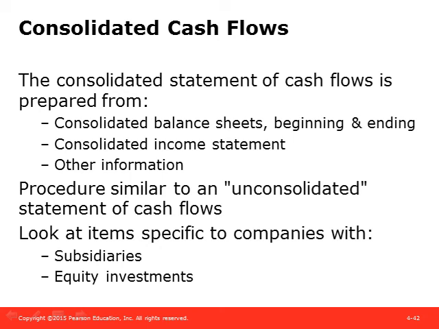And so here we're just reminded that at the very bottom also we want to look at items specific to companies with subsidiaries and equity investments, and be careful to include those in our analysis and in the preparation of the consolidated cash flow so that we don't double count certain transactions. And so also you'll recall from your prior accounting classes that the statement of cash flows includes essentially three areas. That is investing cash flows, financing cash flows, and operating cash flows. So let's talk a little about what's involved with each of those different areas.